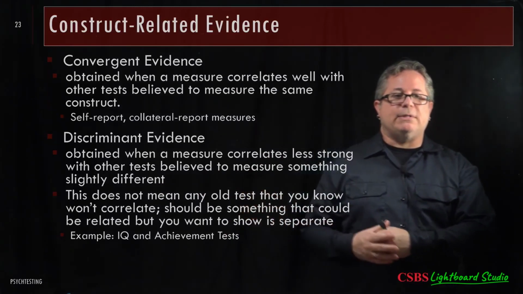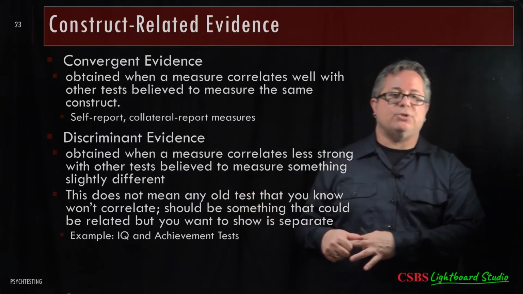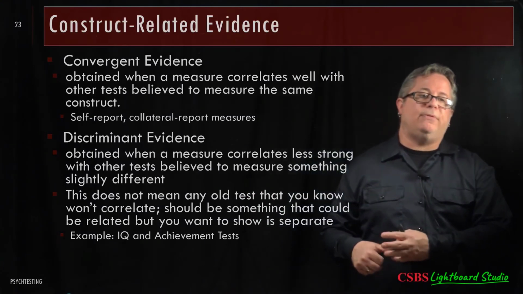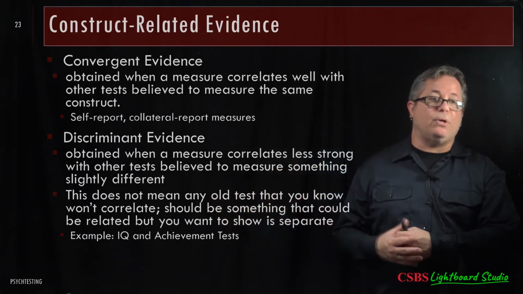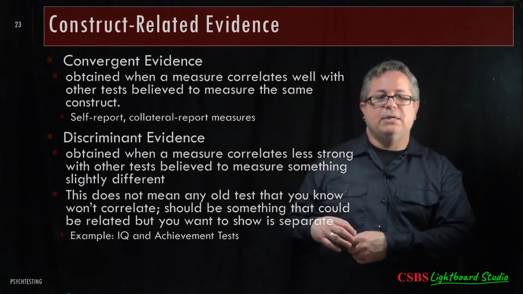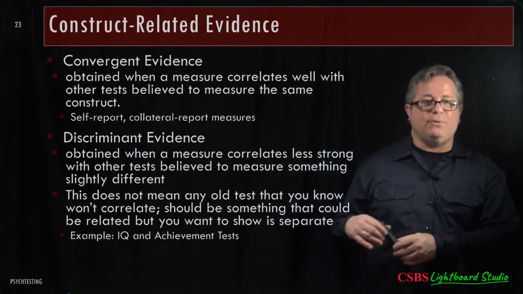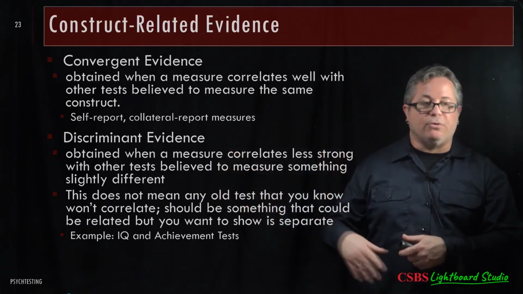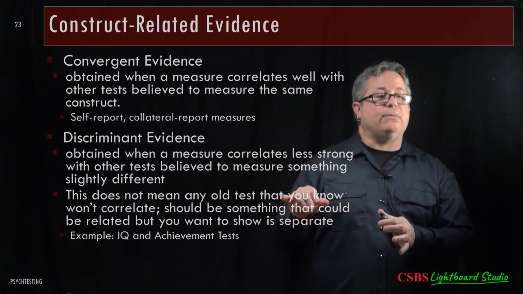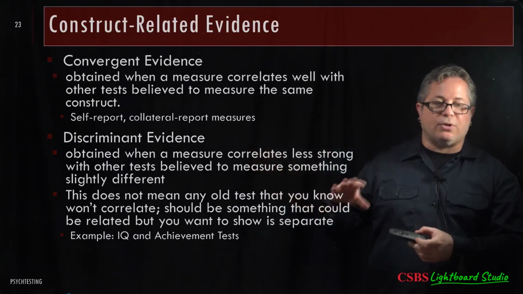Discriminant evidence is obtained when a measure correlates less strongly with other tests believed to measure something slightly or more different than what you're intending to test. This does not mean any old test that you know won't correlate. Don't just throw in anything. Like if I'm trying to measure depression, I'm not going to say, let's throw in shoe size, right? It's not about just throwing any measure in there to show it doesn't correlate.